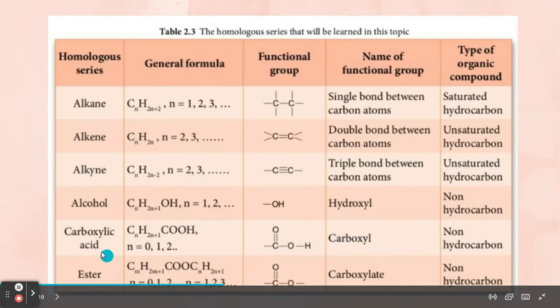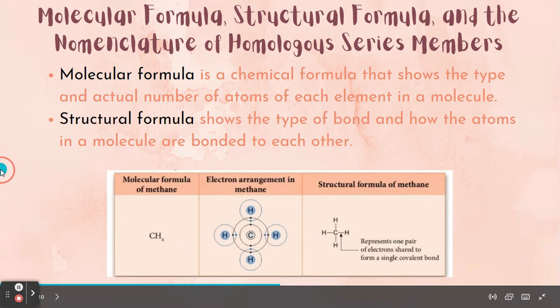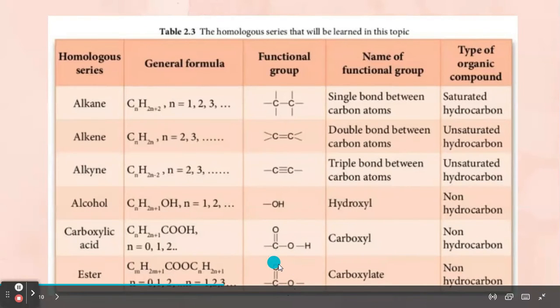Then lastly is ester. Ester, the general formula for ester is CmH2m+1COOCnH2n+1. So this is the combination of two homologous series, which is alcohol and carboxylic acid. So you will learn this later. Okay, as you can see, the functional group is C double bond O, O, which is the name of this functional group is carboxylate group.